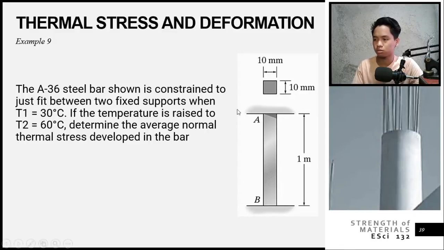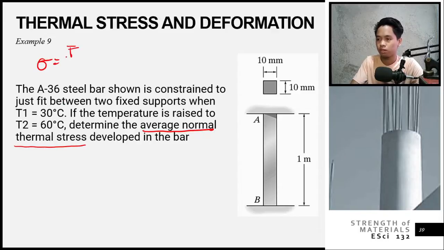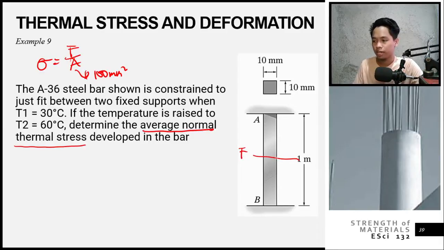average normal thermal stress developed in the bar. In this case, what is being asked is the average normal stress. Therefore, we need to solve for your stress, which is equal to force over area. There is no problem with the area since it is given as 100 mm squared. Now we are concerned with the force. We need to cut a section here. That should be your F.